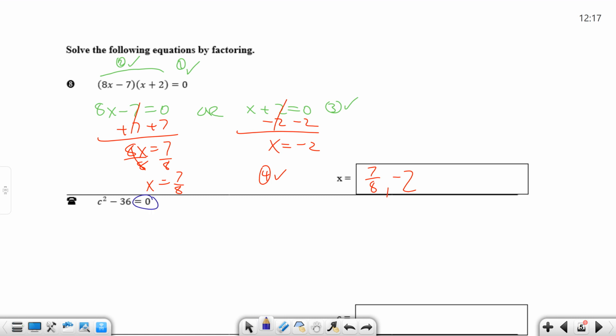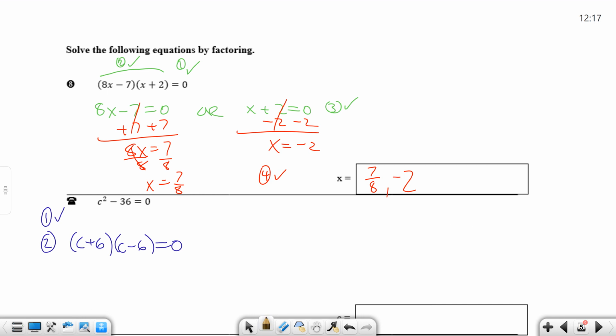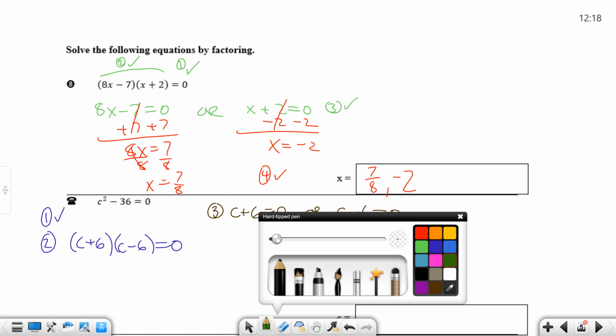The next one, it's equal to 0 already, so step 1 is already checked. Step 2, to factor it, that's going to be difference of squares, even power, subtraction, perfect square. So this is going to be c plus 6 and c minus 6 equals 0. That's step 2. Step 3, what is step 3? C plus 6 equals 0, or c minus 6 equals 0. And then what do I do for step 4?